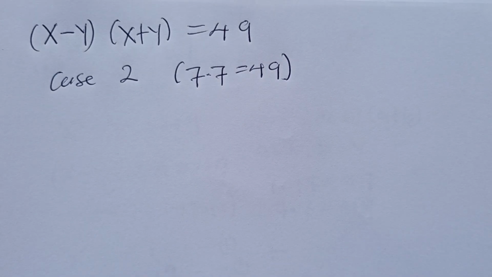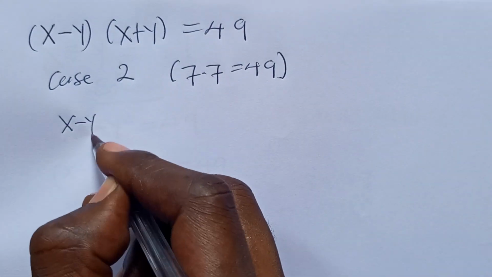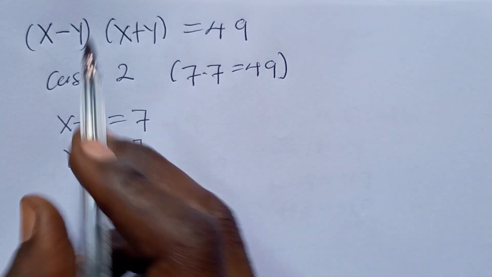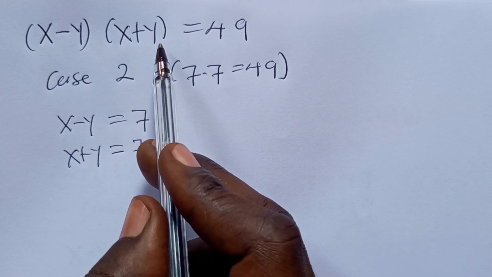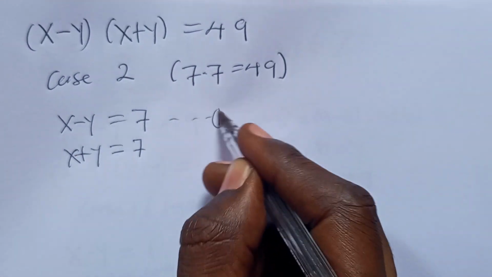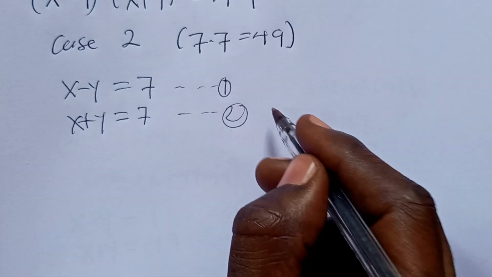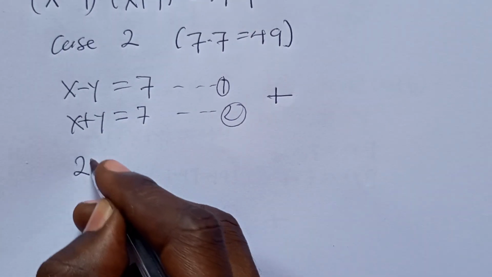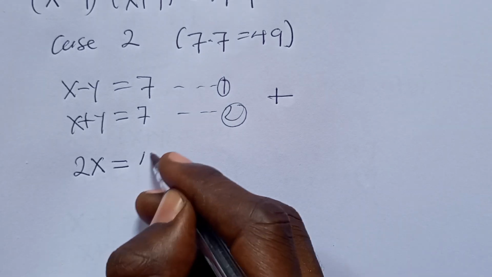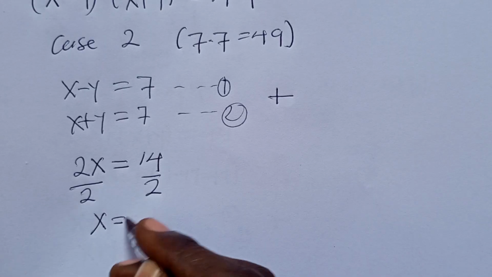So for case 2, 7 times 7 should be 49, so that x minus y should be 7 and x plus y should be 7. That is, the whole of this bracket should be 7 and the whole of this bracket should be 7, so that if we multiply both of the brackets, we get 49. Let's name this equation 1 and this equation 2. So now, let's add equations 1 and 2. We're going to have 2x, minus y plus y is going to be 0, equal to 7 plus 7 which is 14. Dividing here by 2 and here by 2, x equals 7.